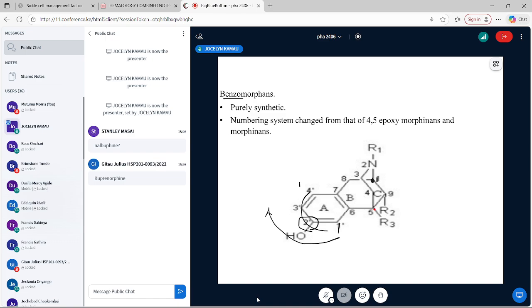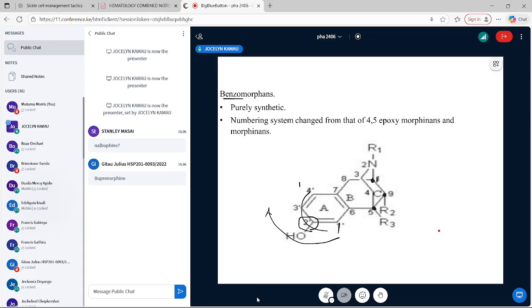That is our former position number 13, so that becomes position 5. This is our former position number 14. Now we go to ring B, position 6, position 7, position 8. And now our former position 14 becomes position number 9.